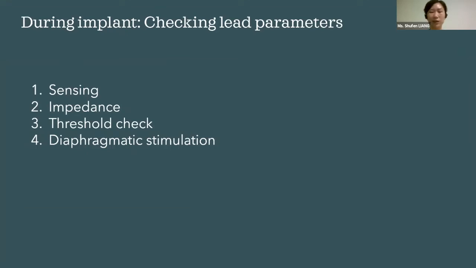Yeah. And then we want to check the threshold to make sure that it's enough, hopefully as low as possible, to extend the longevity of the device. And then lastly, to check for diaphragmatic stimulation.